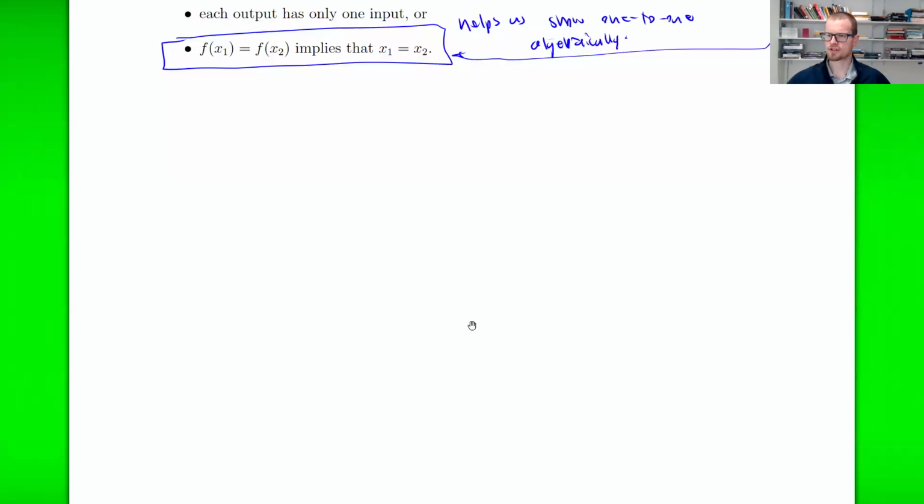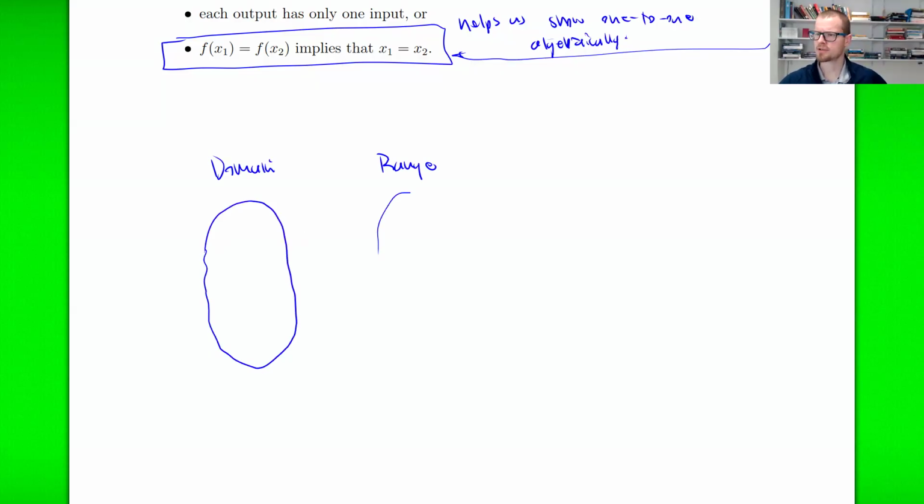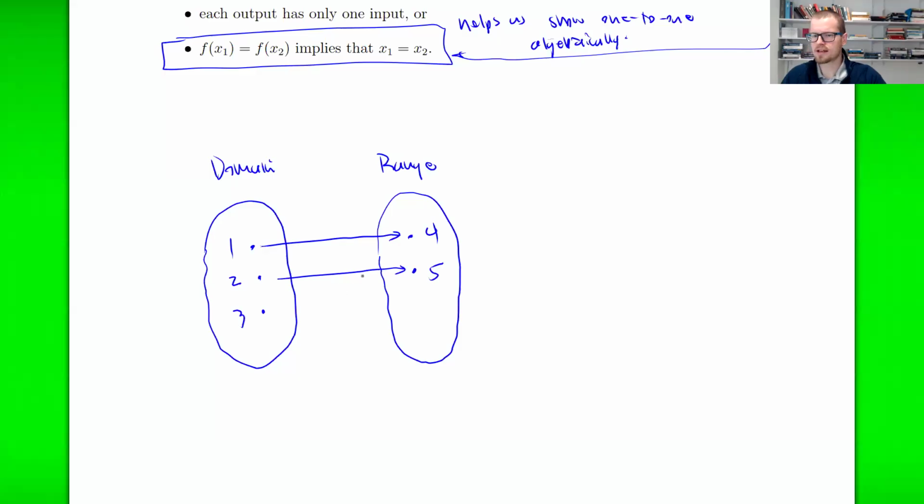So what does it look like for a function to be one-to-one? Well, let's consider the domain and the range of some function. We'll make it relatively simple. See here, 1, 2, 3. Just a small example here. And let's say that we have just two things over here. Call them 4 and 5. If we have 1 goes to 4, 2 goes to 5, if by chance we had 3 also goes to 5, we would have something that is not one-to-one.